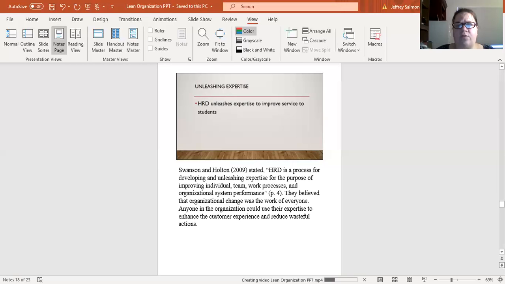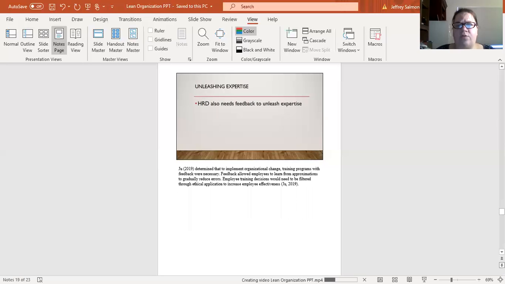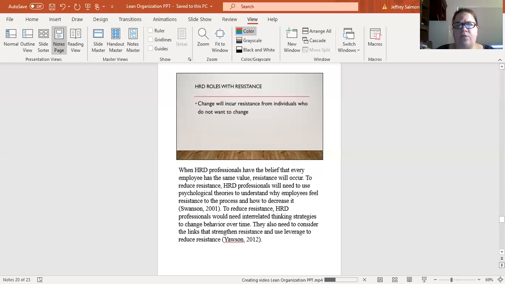Ju determined that to implement change, training programs with feedback are needed. Feedback allowed employees to learn from approximations to reduce errors. Employee training decisions would need to be filtered through ethical applications to increase employee effectiveness. When HRD professionals do not believe that every employee has the same value, resistance will occur. To reduce resistance, HRD professionals will need to use psychological theories to understand why employees feel resistance to the process and how to decrease it.